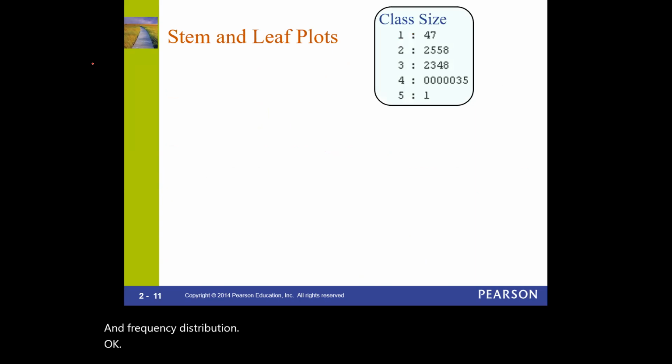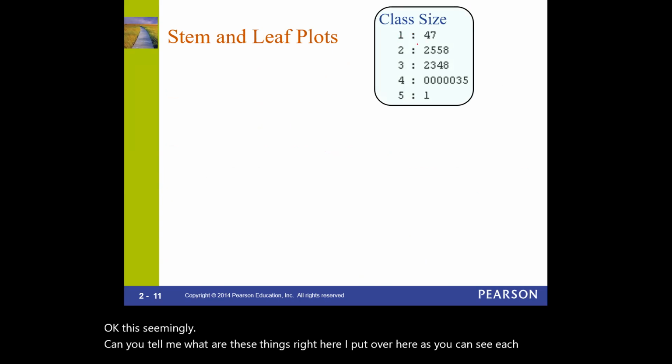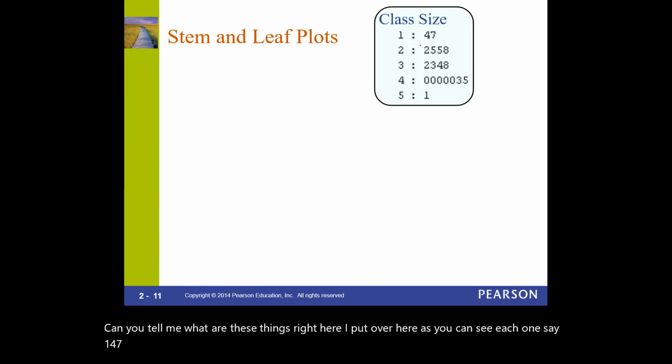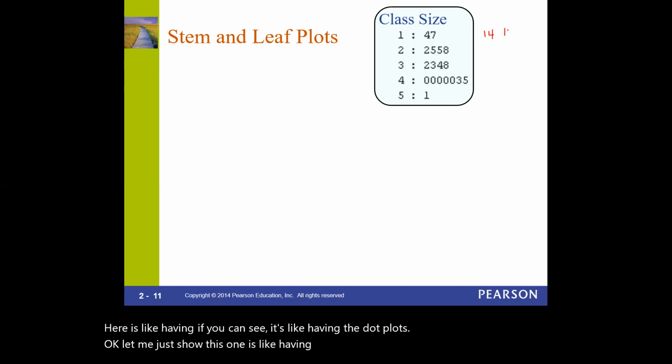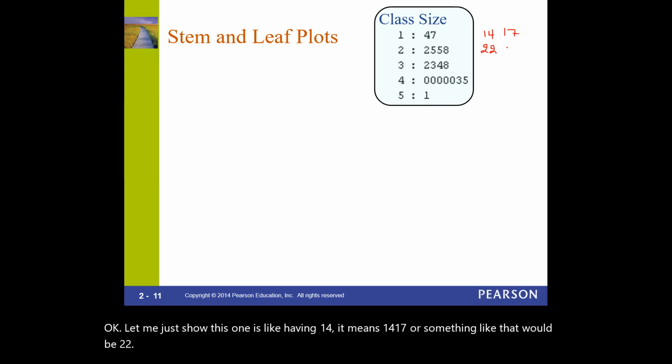Now, the last topic for today, and then I'm going to let you go. It's something called a stem and leaf. Okay, the stem and leaf. You tell me what these things are that I put over here. As you can see, each one says 14, 7, 2, etc. It's like having a dot plot. Okay, let me just show. This one is like having 14, it means 14, 17, something like that. That'll be 22. See that?